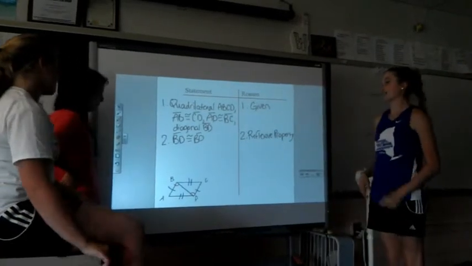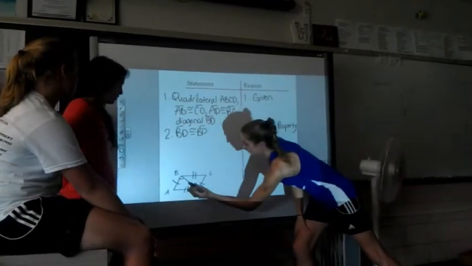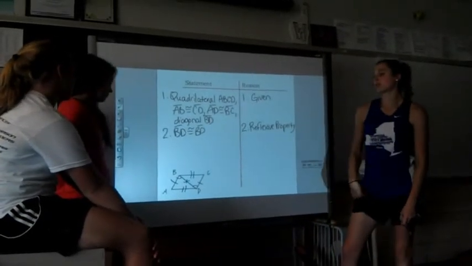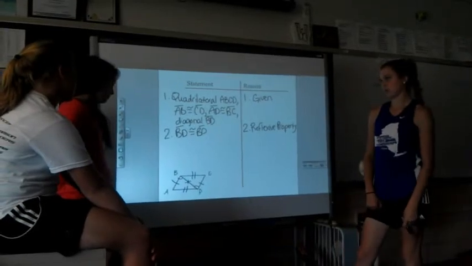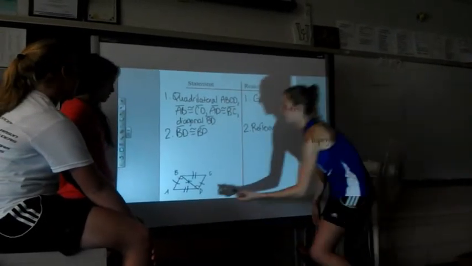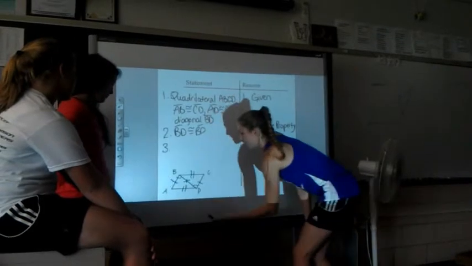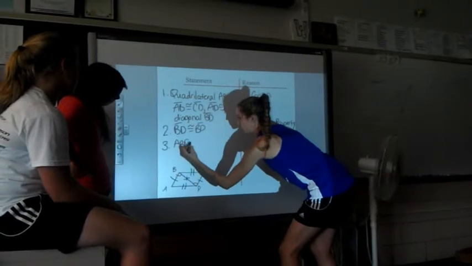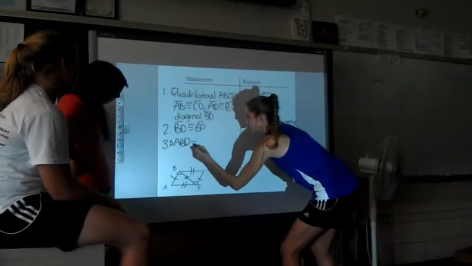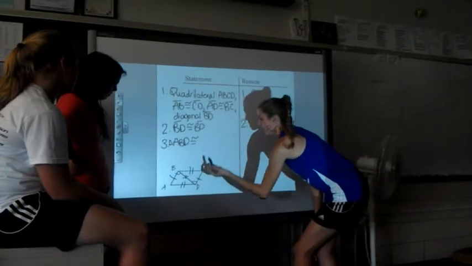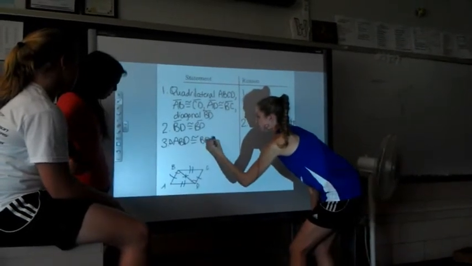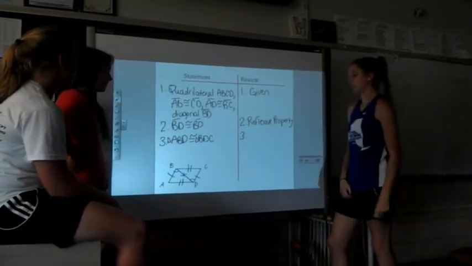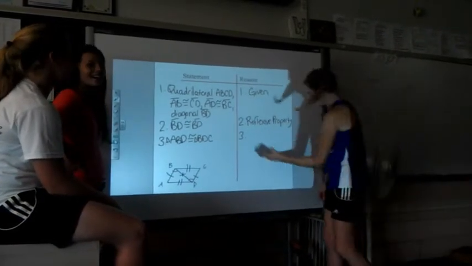There we go. Okay. So now, if I write this in, ladies, do we have enough information to conclude that these two triangles are congruent? Yes. We do. Okay. So, we can say that triangle ABD is congruent to triangle CDB. And what theorem are we going to say that proves this? Side, side, side. There we go.